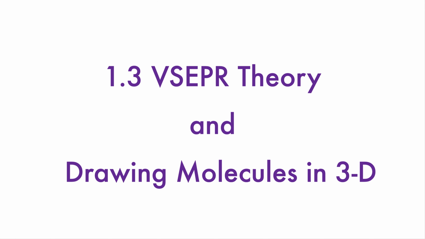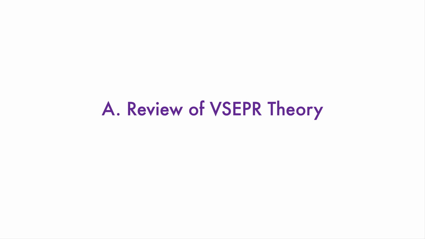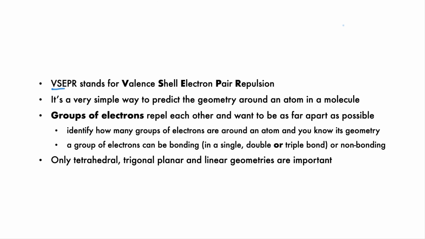Let's talk about VSEPR theory and how to correctly draw organic molecules in 3 dimensions. First, let's review the basic concepts of VSEPR theory. VSEPR stands for valence shell electron pair repulsion. It's a very simple way to accurately predict the geometry of groups around an atom in a molecule.